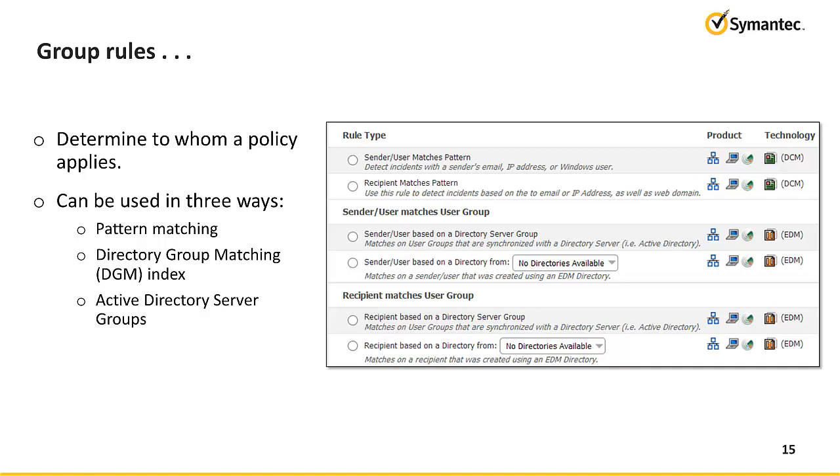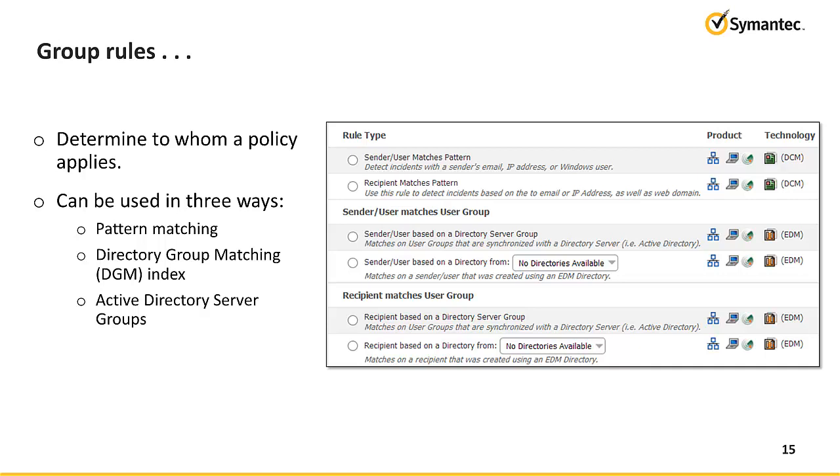DGM leverages EDM technology to detect identities that have been indexed from a database or directory server using an exact data profile. To implement profile DGM, your exact data source file must contain one or more of the following fields, which must be mapped to system fields: email address, IP address, Windows username, or IM name, such as AOL, Yahoo, or MSN.